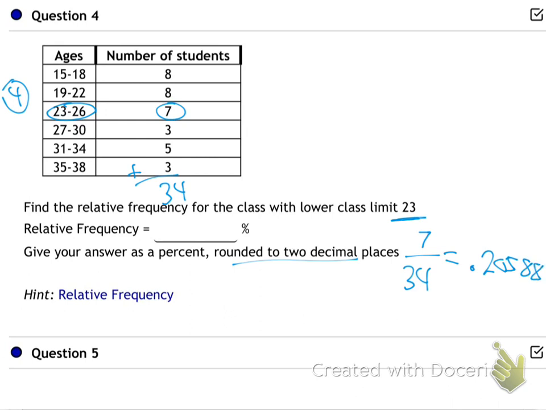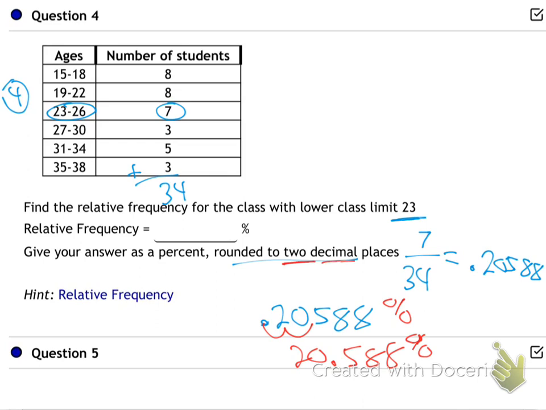0.20588. Well, first move it, then round, right? So 0.20588. And then you want to change it to a percentage. So you move it 2 places, 20.588%. You're supposed to round to 2 decimal places. So 20.59%, is the relative frequency of that category. All is well? Questions I can answer?